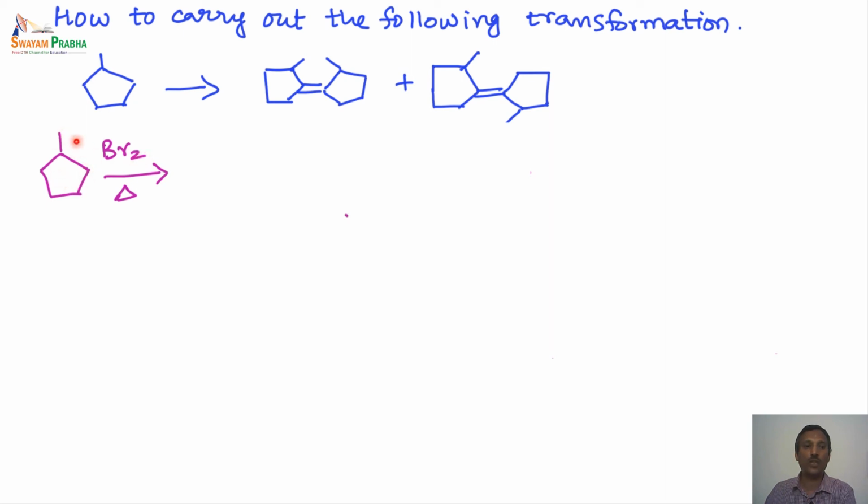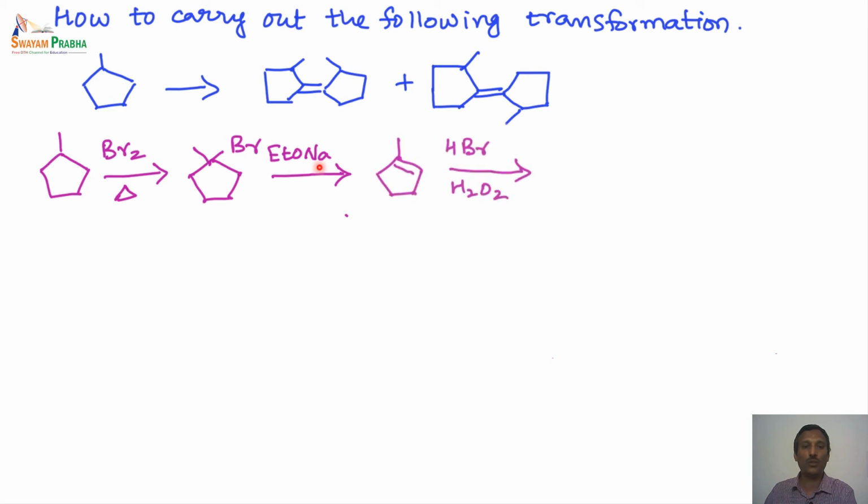So this particular alkane is first converted into the corresponding alkyl halide derivative. The reaction actually produces the most stable bromo derivative on this particular carbon, and this on treatment with sodium ethoxide produces the elimination product. So we end up with the corresponding eliminated product. This on HBr addition under anti-Markovnikov conditions, with hydrogen peroxide, produces this particular bromo derivative.